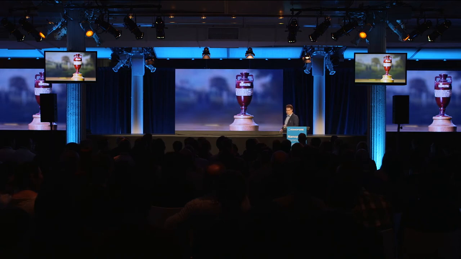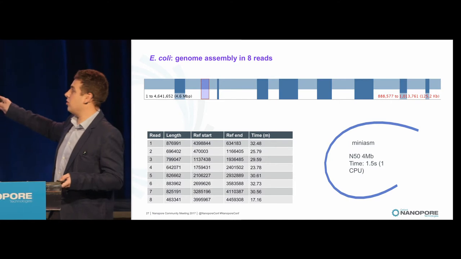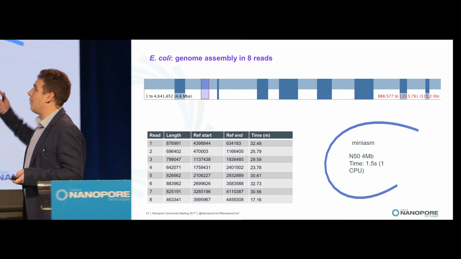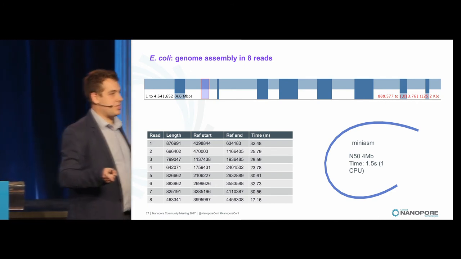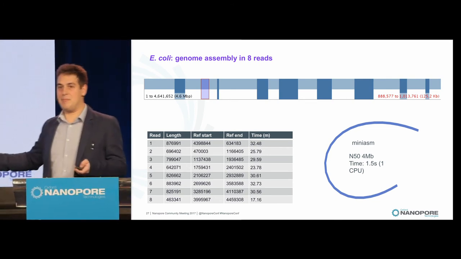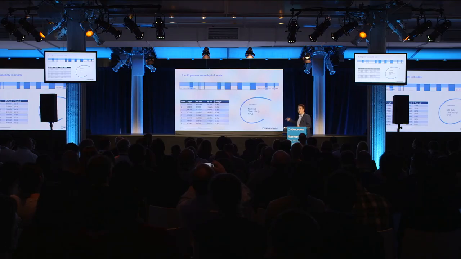Okay, so just to finish, we do have a record still. I'm keeping this record. We can do E. coli in a single contig from 8 reads with our ultra-long data set. That takes 1.5 seconds to assemble using miniasm on one CPU. Are we looking at the end of assembly as a concept? Can we read right through the E. coli? Not really, that's not the goal, but the goal is, can we trivially complete genomes with these long reads, and can we trivially complete microbiomes, whole microbiomes? That's where I think we're going to need to be for the sequencing singularity.